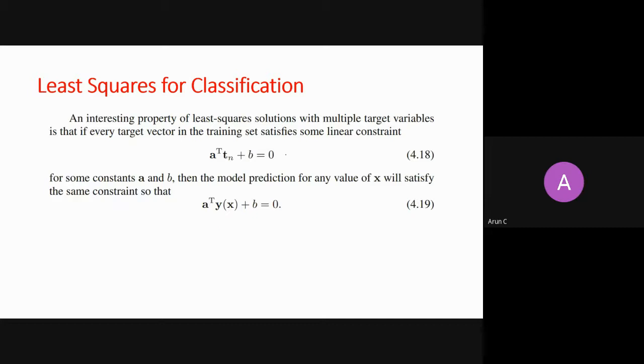So some important properties I want to discuss here. An interesting property of least square solution with multiple target variables is that if every target vector in the training set satisfies some linear constraints. So this is my target variables, right? They are satisfying some linear constraint in this form. So can anybody tell me what is the value of A and B which is satisfying for my K class classification?